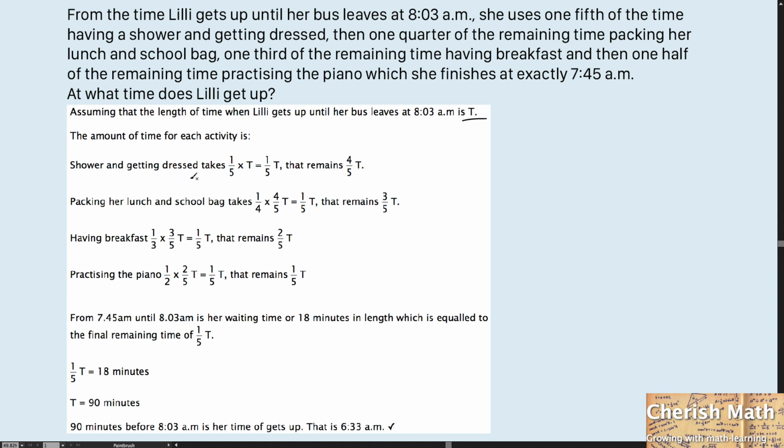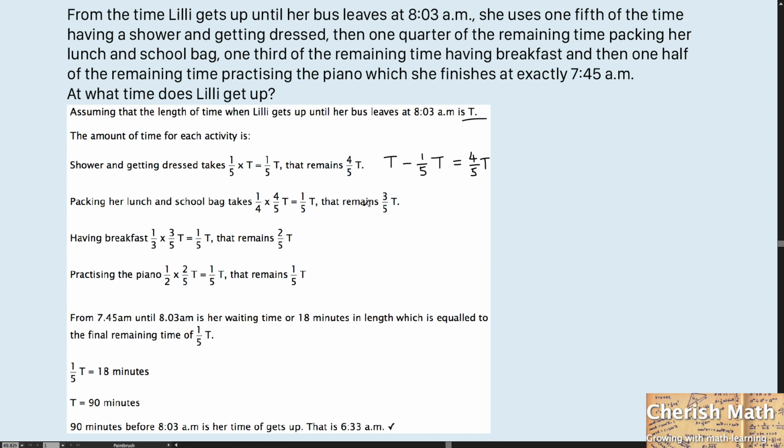Shower and getting dressed takes 1/5 of the t time, that is 150, which means the time remaining is actually 450. I got it by using t minus 1/5 of t, that is the same as 4/5 of t. Now the second part, packing her lunch and school bag, takes 1/4 of the remaining time, which is 450, and that is actually 150.